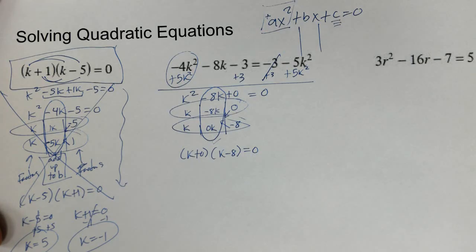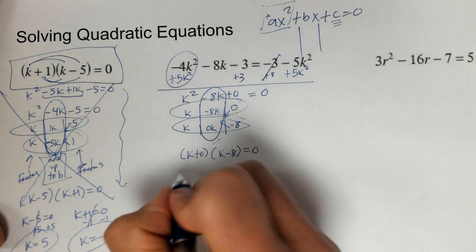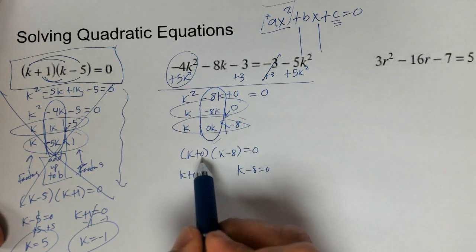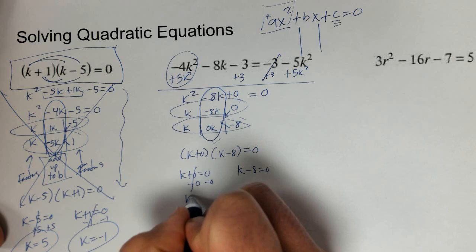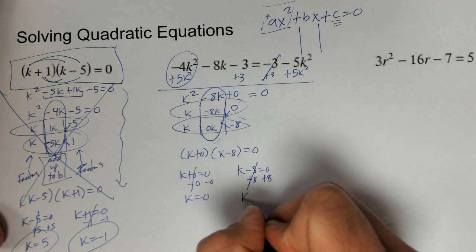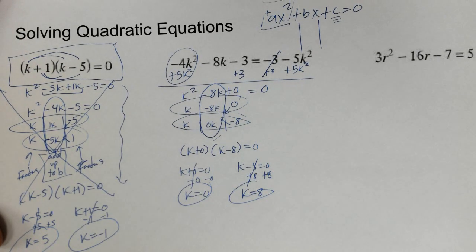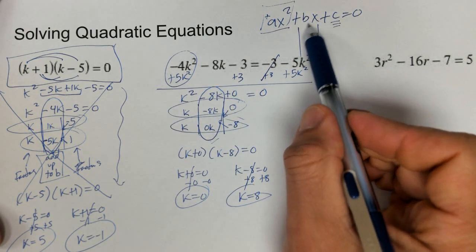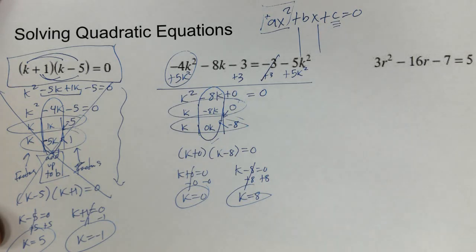Yeah. And now that it's in factor form, like up here, I can split this into 2 problems. k plus 0 equals 0 and k minus 8 equals 0. When is this function going to equal 0? You subtract 0, that doesn't change anything. And if you move the 8 over, it makes it a positive 8. I got my 2 solutions. So at any point, if you're missing a value, put a 0 for the term that is missing, and you'll be able to factor it and go from there.